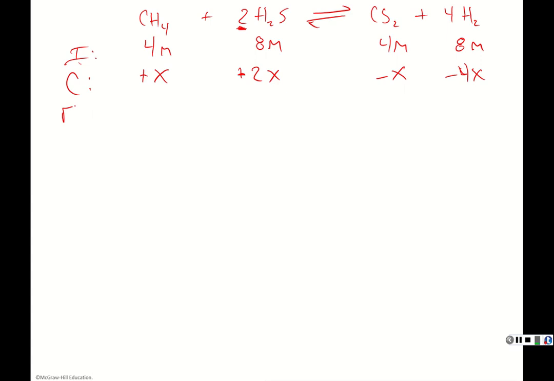So at equilibrium, this would be 4 plus X. This would be 8 plus 2X. Here we have 4 minus X and 8 minus 4X. Okay.